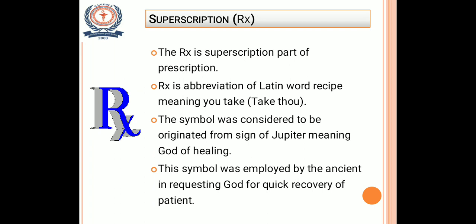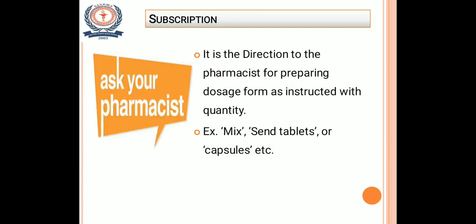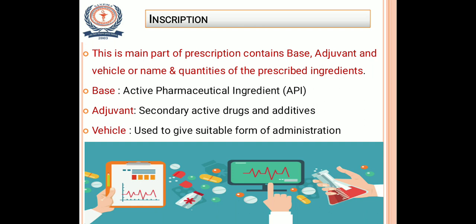After superscription, the next is inscription. This inscription is the main part of the prescription, or we can say the heart of the prescription, as it contains the various ingredients required for compounding of the prescription, like base, adjuvants and vehicle, along with the names and quantities of the prescribed ingredients. Now, in recent days, a modern prescription doesn't contain all these details, because the medicines are already in ready-made format. Pharmacists just have to dispense them.